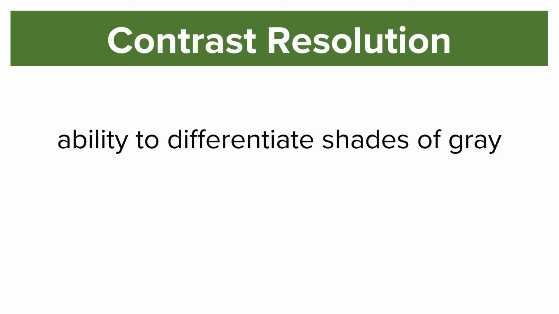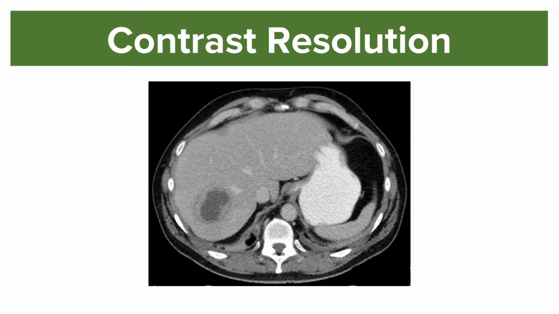So we'll switch gears and talk about contrast resolution. Contrast resolution is the ability to distinguish structures with similar subject contrast. For example, being able to tell the difference between fat or muscle, or the difference between a liver or spleen. Regular diagnostic radiography does a poor job at this, but CT and MR have excellent contrast resolution.